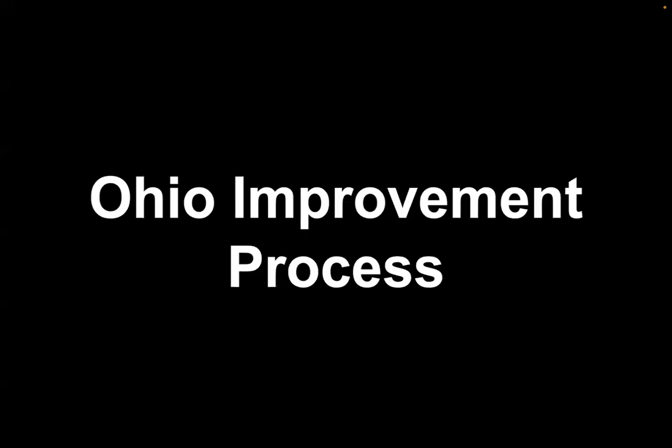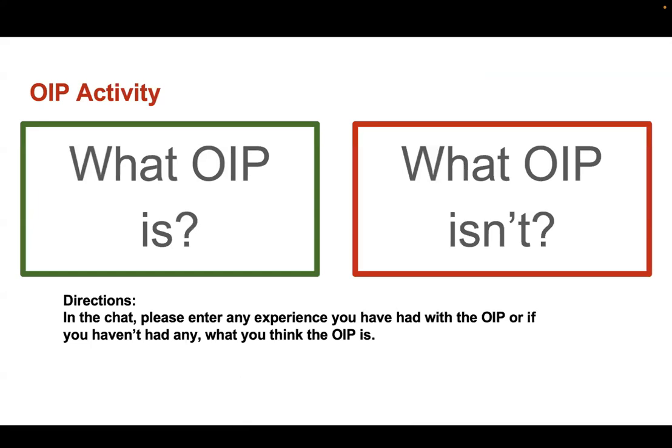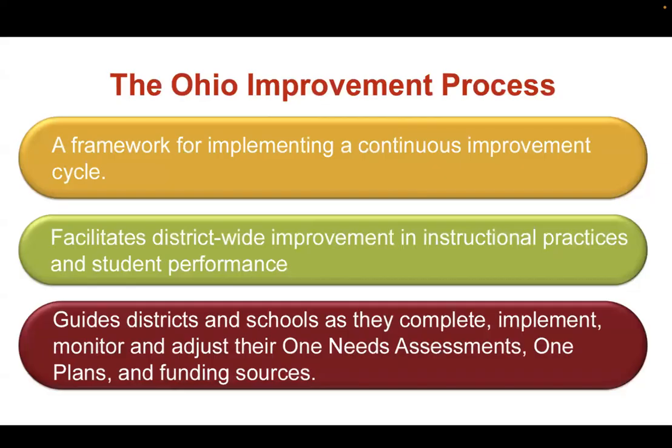All right, so the improvement process, you kind of already answered this question. Our first task was just to give us a background of what you know about the OIP and what you've done with the OIP. Sounds like all of you at least have had some experience with the Ohio Improvement Process. This is a slide from the State Department, talks about what the process is. The process is the recommended framework that allows you to work on continuous improvement with the overall goal of impacting student achievement.